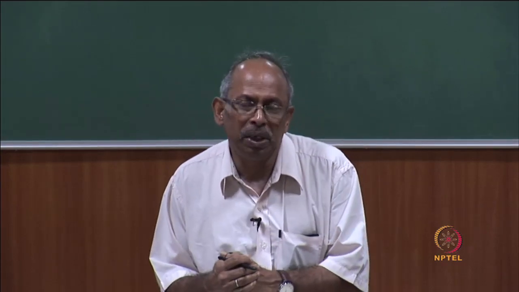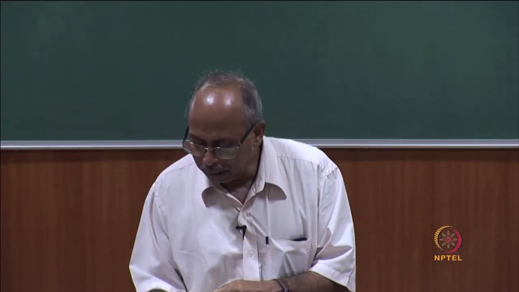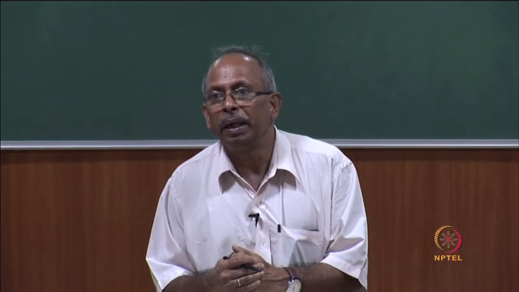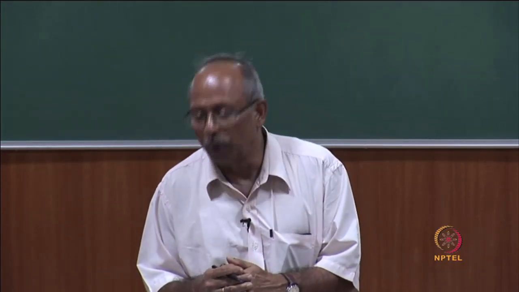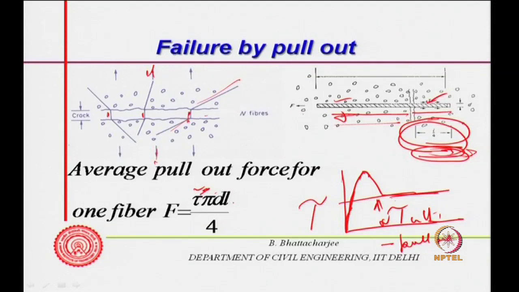Initially there will be perfect bond. Once the crack has occurred, there is some amount of pull out, and this failure might have occurred, but beyond that I will still have bond available and pull out would be there. So, I take this lower value as the value for pull out strength or bond strength for pull out.